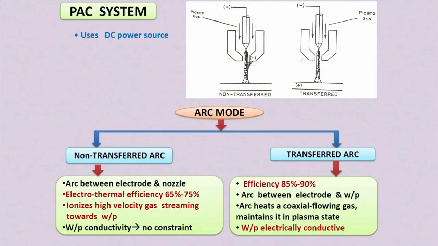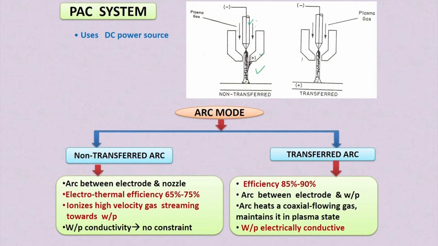There are different types of plasma cutting operations. There are two main configurations: one is the non-transfer mode, and the other is the transfer mode. You can see here the non-transfer mode of plasma cutting operation. This is the cathode, and this is the nozzle. This nozzle is used as the anode here.